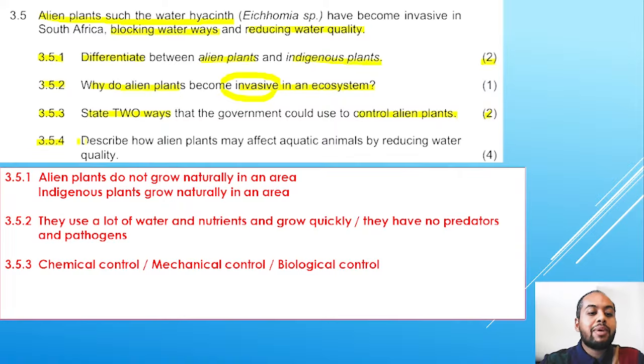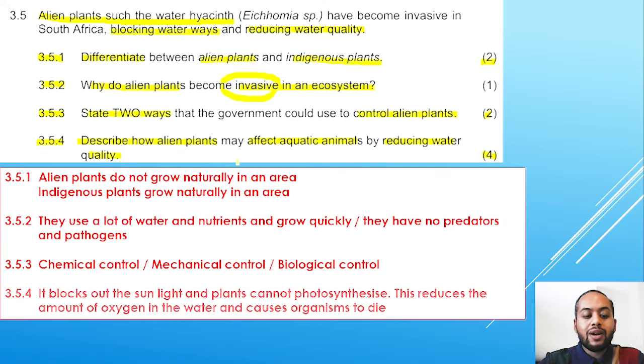3.5.4, describe how alien plants may affect aquatic animals by reducing water quality, for 4 marks. How alien plants may affect aquatic animals. What are aquatic animals? Animals that live in the water, river, lake, dam, or ocean, by reducing water quality.